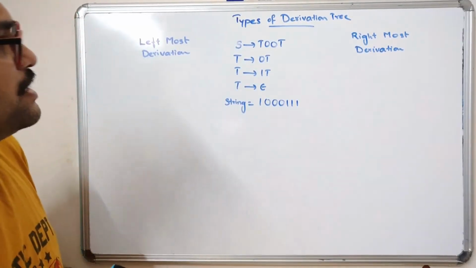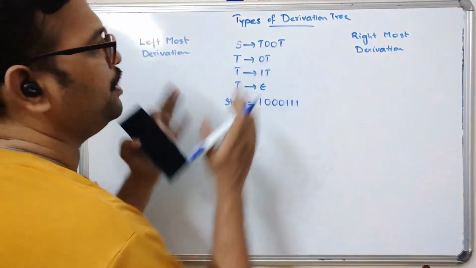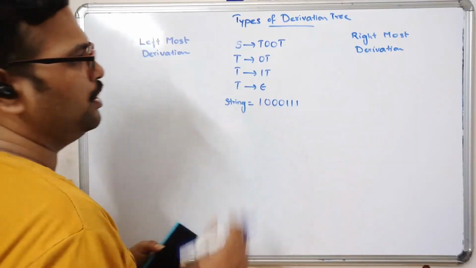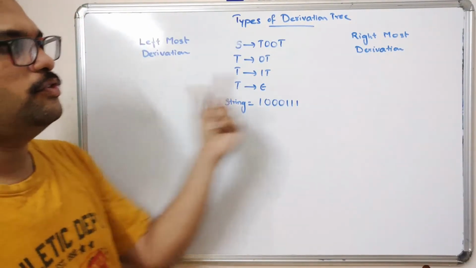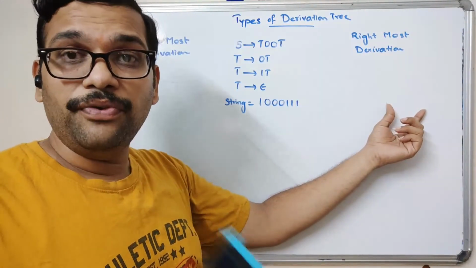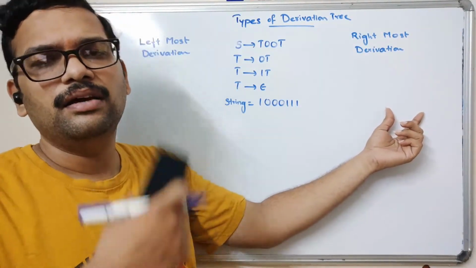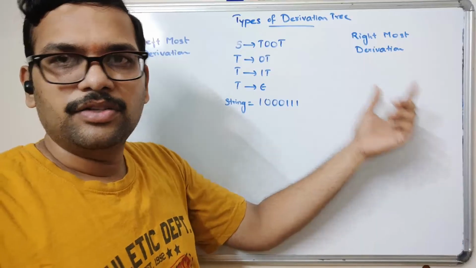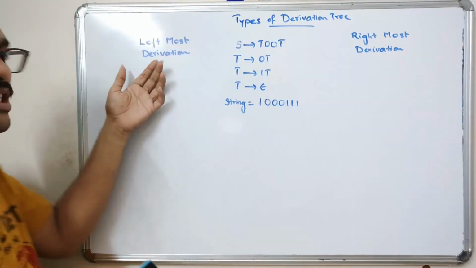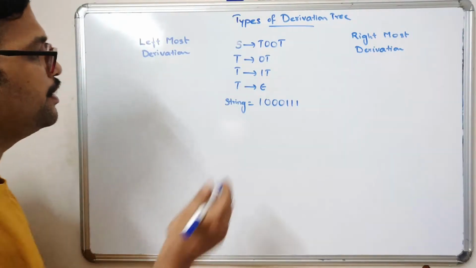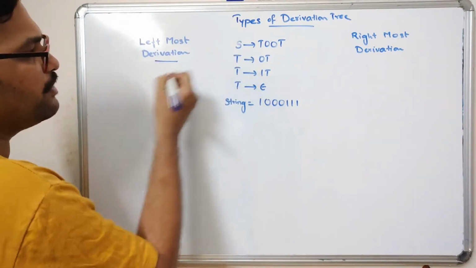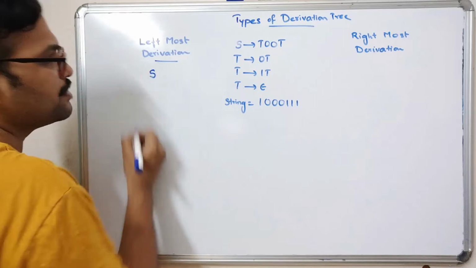Now let us see the second example. Let us take this grammar, and the string is this one. We will derive the string using the leftmost derivation and the rightmost derivation. If you derive the string, automatically we can simply draw the diagram. So let us see the derivation first, and after that you can simply construct the derivation tree. Let us take the leftmost derivation first. It will start with S.